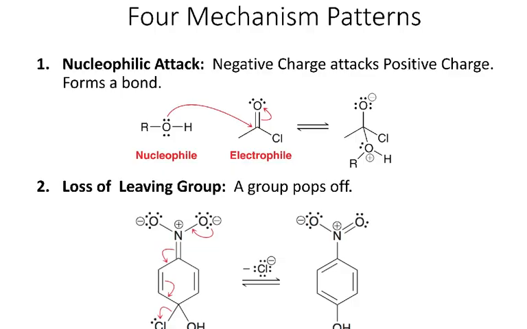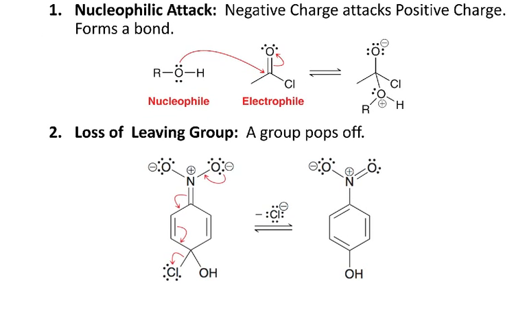So as a way of a quick review, there are 4 mechanism patterns that we want to be on the lookout for. In nucleophilic attack, a nucleophile attacks an electrophile, and we're making a bond. Right? We formed a bond between this oxygen and carbon. In the second pattern, we're looking for a loss of a leaving group. And very simply, if a group pops off, as in this case the chlorine does, then we have the loss of a leaving group.